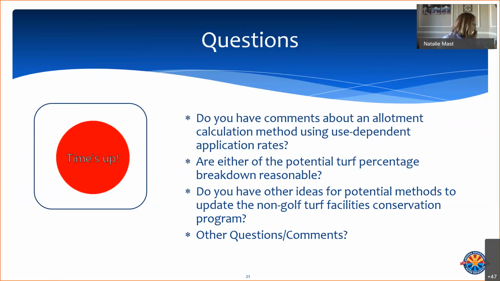Thank you, Maggie. Natalie, we do have a question from Melinda. She asks, how would an HOA know whether they are using groundwater or surface water? What would prevent a provider from assigning surface water to non-golf facilities to ease the complicated nature of the program?